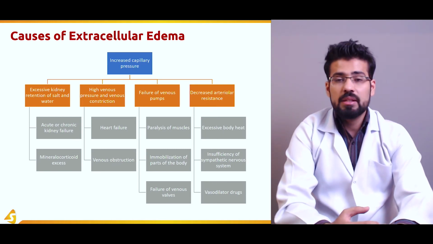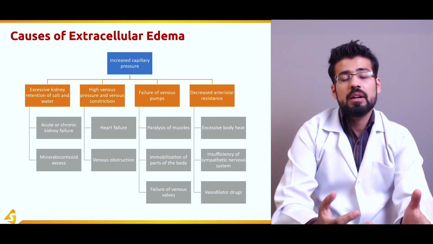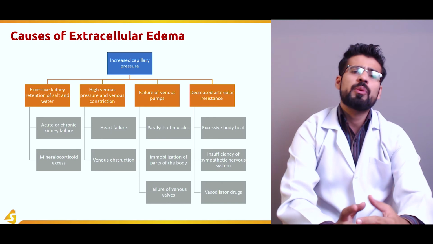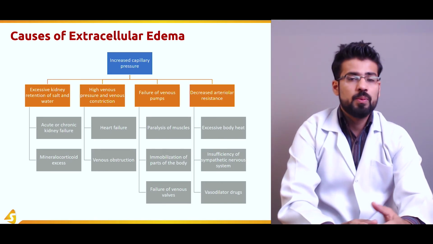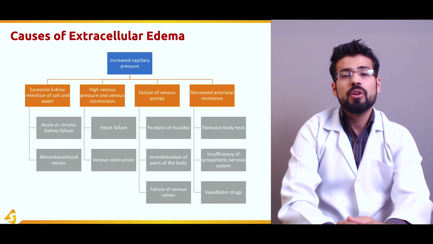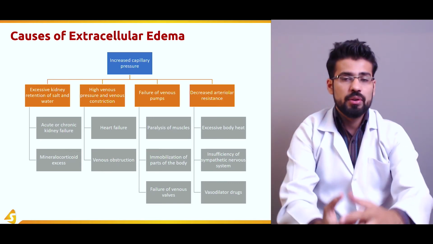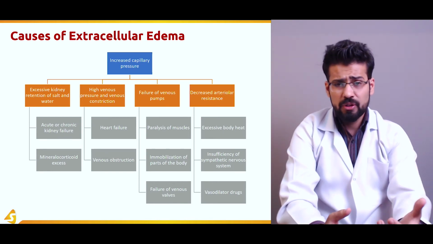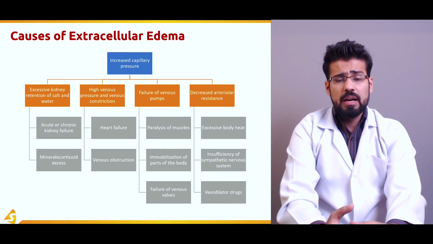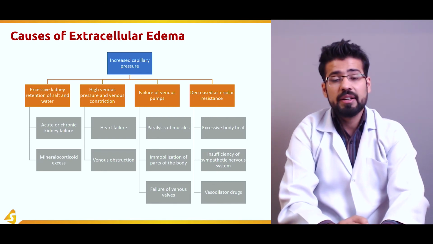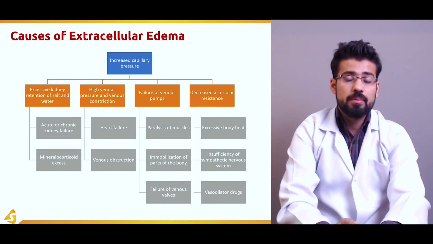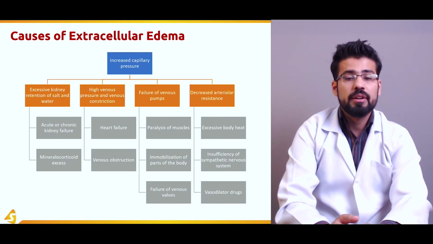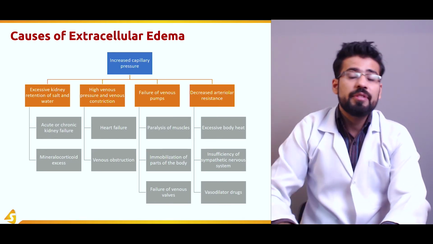The other example for increased capillary pressure is high venous pressure and venous constriction, because when the veins are contracted or constricted under the action of different hormones, the pressure would build up. When the pressure builds up, there is strong evidence that heart failure can occur owing to venous obstruction, because the venous constriction leads towards myocardial infarction or heart failure. This would of course lead to the failure of the venous pump.